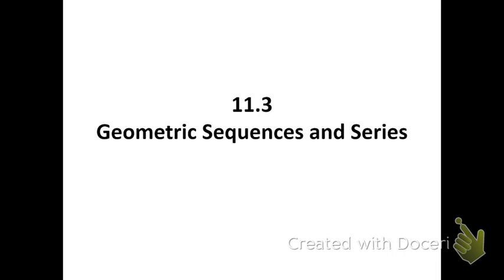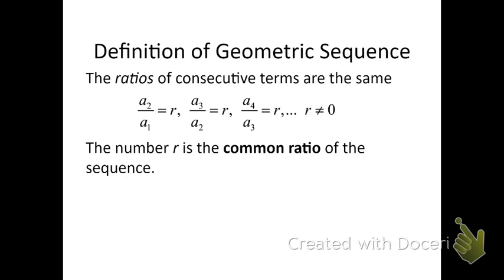Okay, in this chapter, we're going to keep learning about sequences and series. In this section, we'll focus on geometric sequences and series. That's when you multiply one term by a specific constant number to get the next term. So the definition is the ratios of consecutive terms are the same.